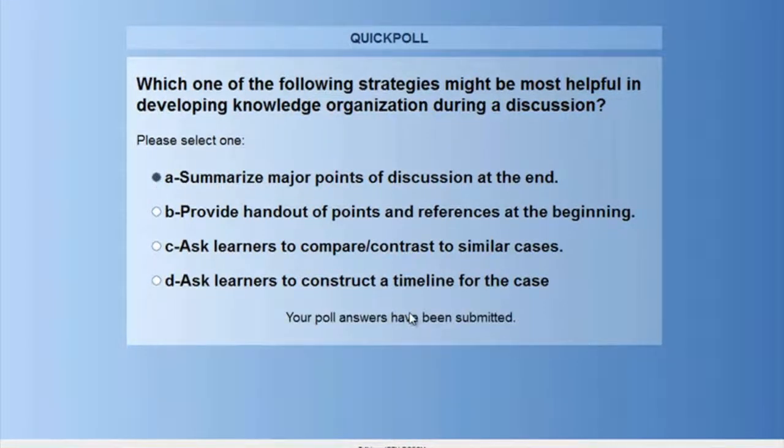What if the person were older or younger, or the sputum was green or clear? Or asking learners to construct a timeline for the case so they began to move more systematically through the data. These are hard choices. They might, as before, all be appropriate. But which one of the strategies might be most helpful if your goal is to help with creating some form of organization during a discussion?